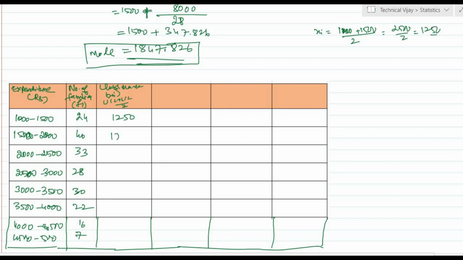In the same way, this is the middle of this one. That is 1750, this is 1500. Then 2250, 2750, 3250, 3750, 4250 and 4750. Here these are the middle terms of each class.